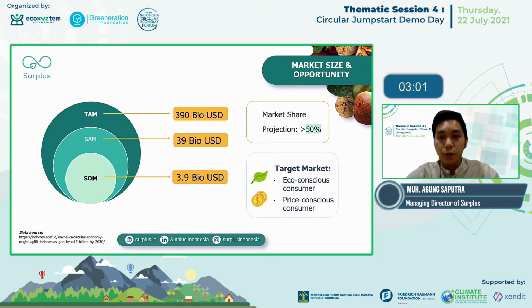This is the huge market size and huge opportunity, because we are the pioneer of this industry. Our market share projection is more than 50%. And our target market consists of eco-conscious consumers and price-conscious consumers.